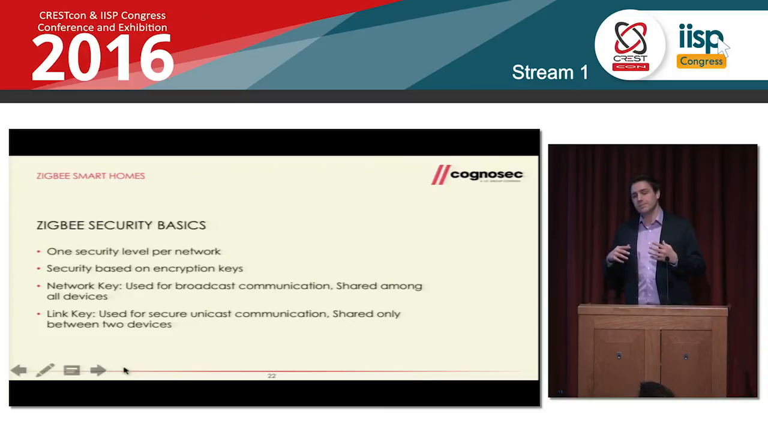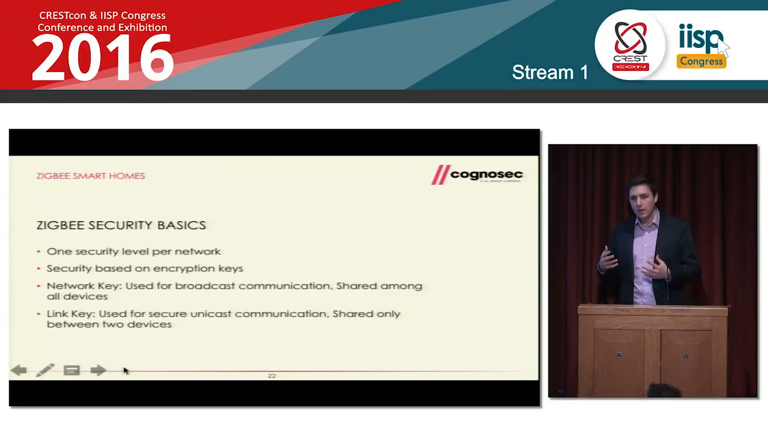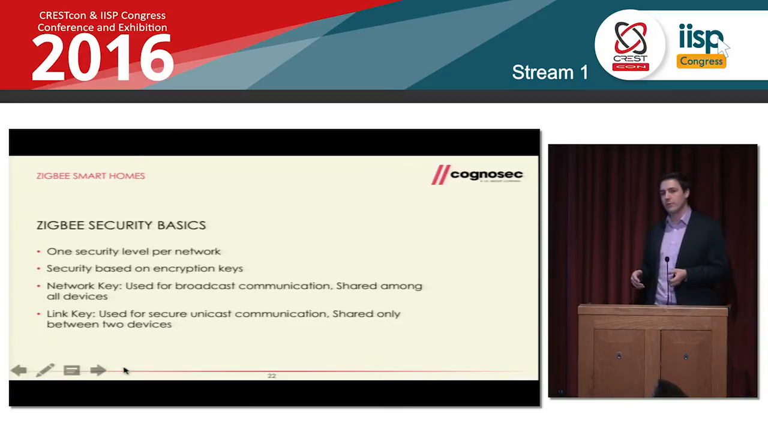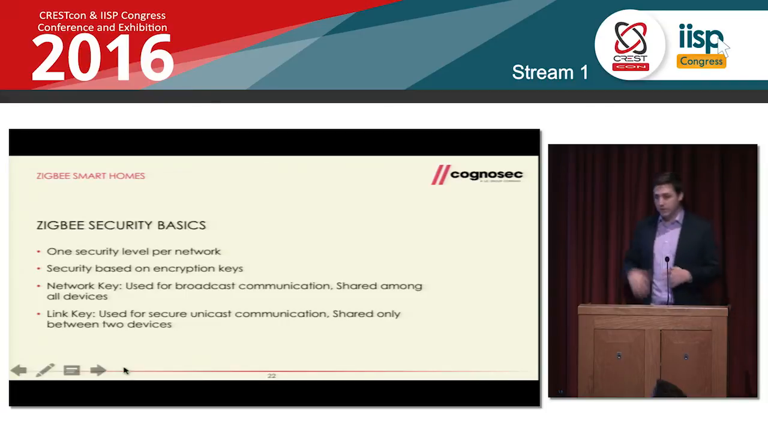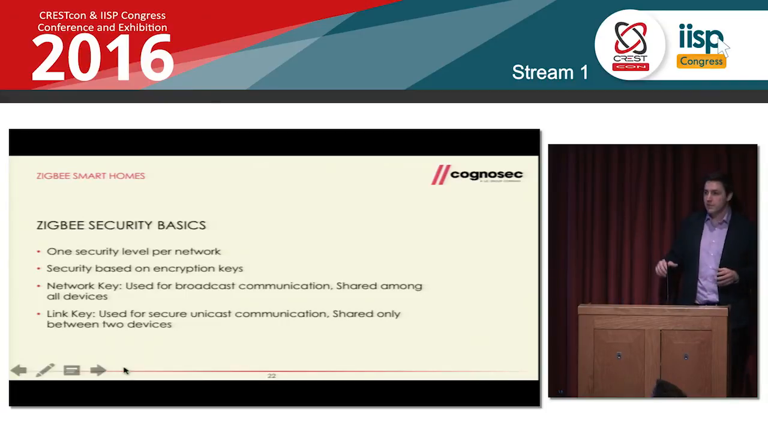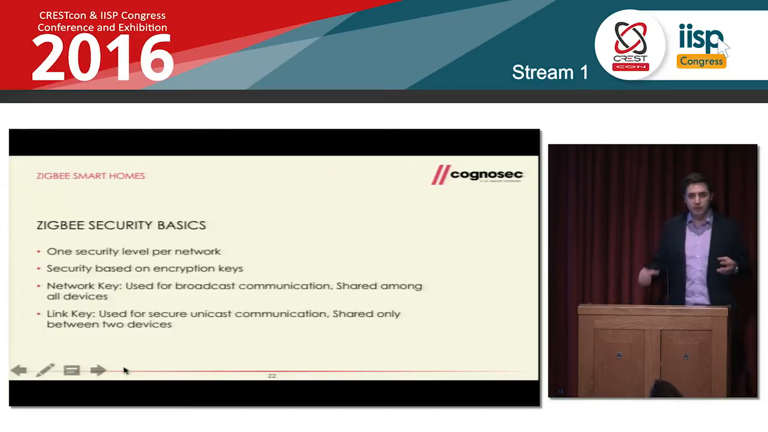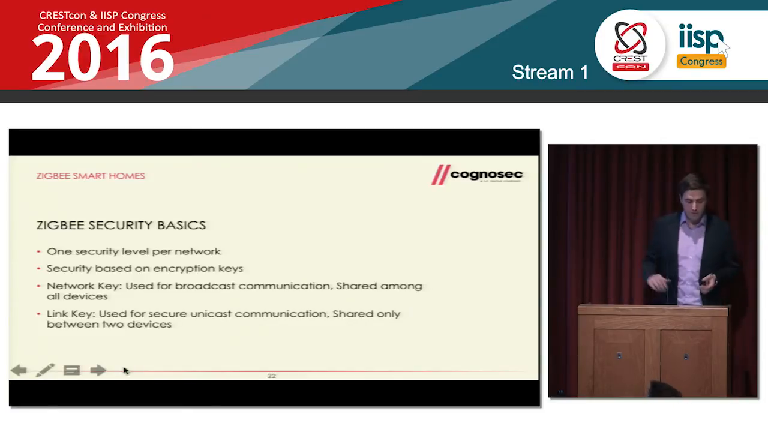For ZigBee, there are also devices out there that don't even have batteries, so they just collect energy by pressing buttons or whatever. So you can imagine that they don't have a lot of power for cryptography. So when you want to join such a device into your network, your security level will go down. Since it's just using symmetric encryption, the security is just based on the encryption keys and the secrecy of these keys, obviously.